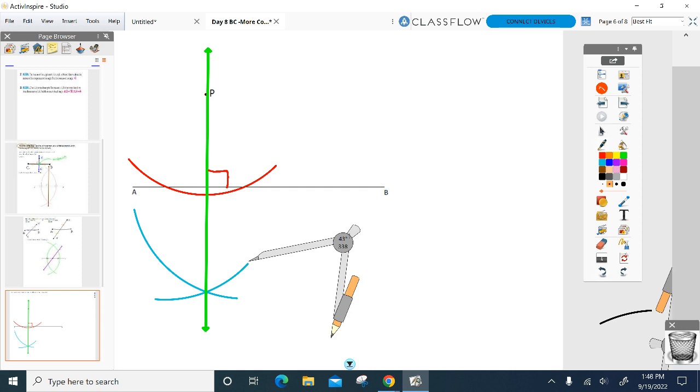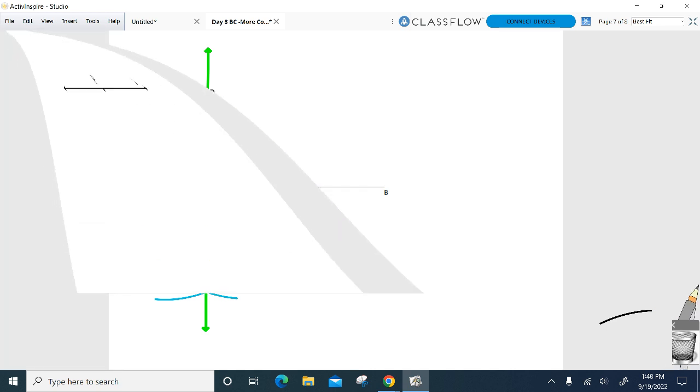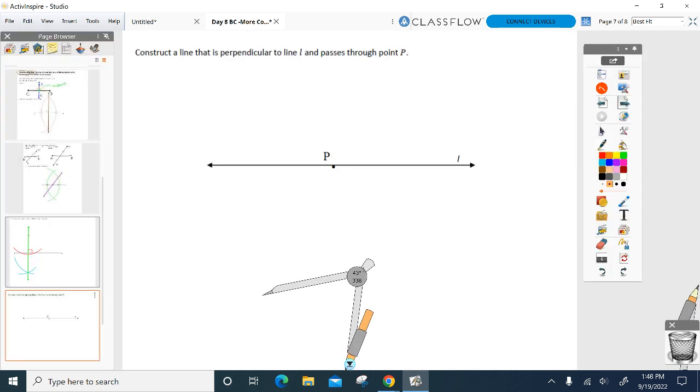All right, good news for the next one. Where's my point now? On the line. No different. Same exact steps, except now you get a choice. Lucky you. Where am I going to put my compass point? On the point, I need to draw it through. Now you have a choice.